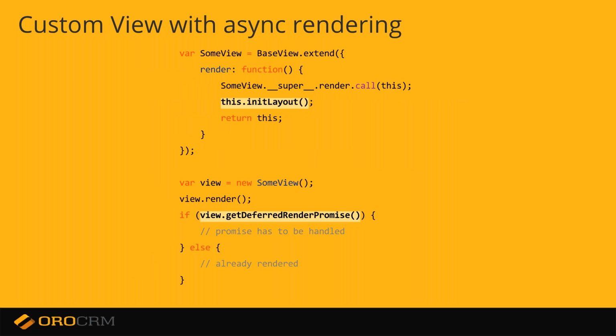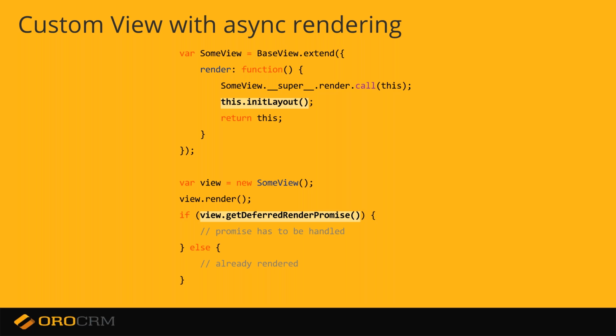Let's take a closer look at asynchronous rendering. Rendering becomes asynchronous due to the init layout method. Once we call the init layout method, the result of rendering can be handled with the help of a promise object. Init layout does a series of actions for the layout element. Generally, a layout element is the element of the current view.